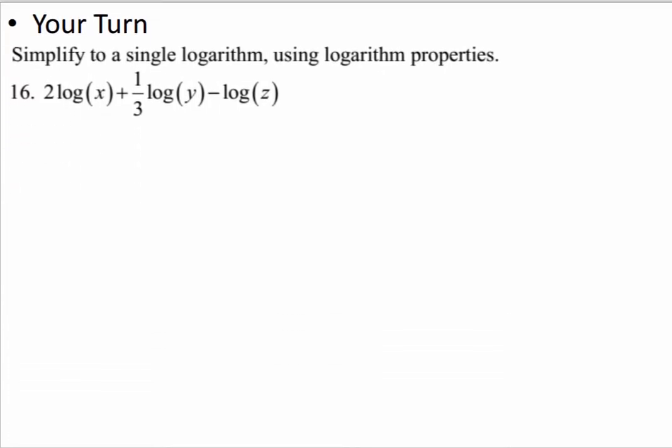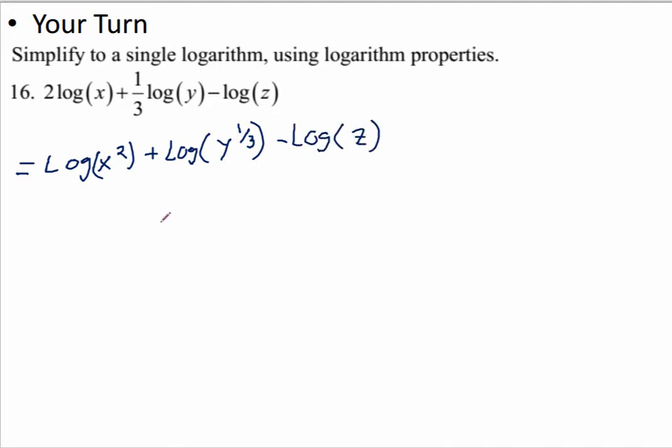Okay, simplify to a single logarithm using logarithmic properties. All right, so a good rule of thumb is, as always, work with the order of operations. We'll take care of any sort of products using our exponent property first, and then we'll come back and use the sum or difference property. So I'm going to rewrite this as logarithm of x squared plus logarithm of y to the 1/3 minus logarithm of z. All right, cool beans.